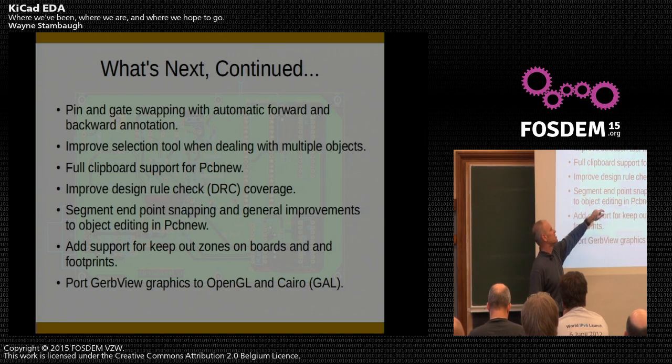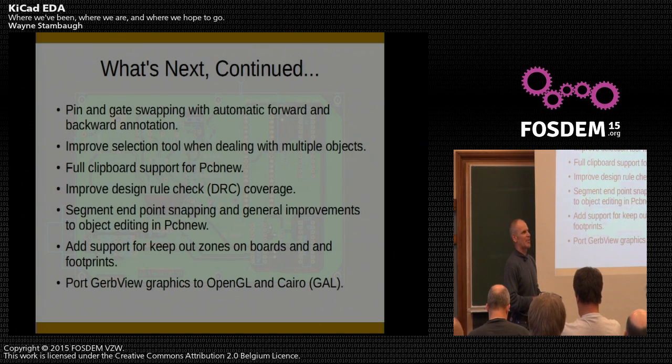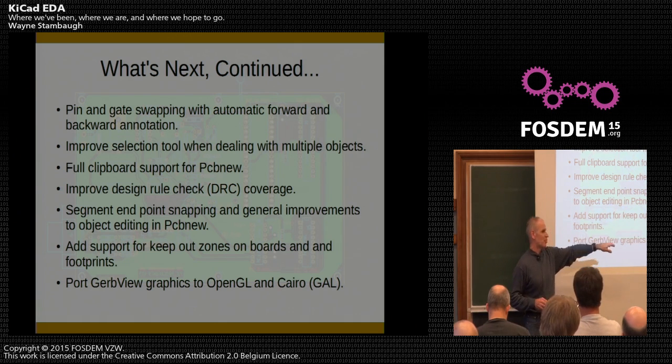The DRC's missing some bits and pieces. Drawing segments and stuff. A lot of people like endpoint snapping. Right now, you have to know exactly where you're drawing to get it to work perfectly. There are some enhancements we need to add to the zones. A lot of people like to use keep outs for preventing things getting too close together. We also need to port the Gerber viewer as well.